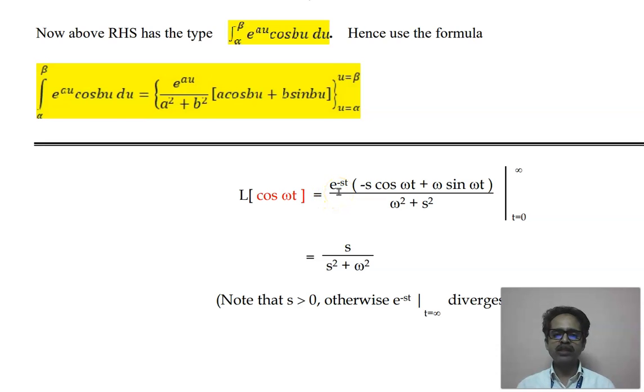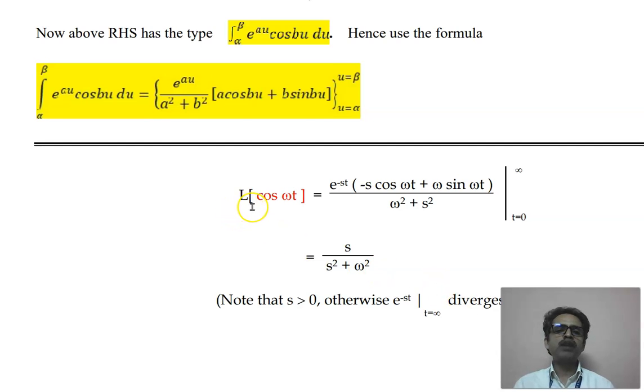It is known to us. Otherwise, if s is negative, then you will find e raised to infinity, and e raised to infinity is infinity. That's why we have to add a condition here that s is greater than 0. Otherwise, e raised to minus st at t is infinity becomes infinity, that is, it diverges.